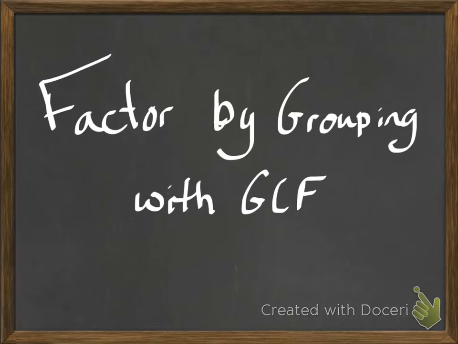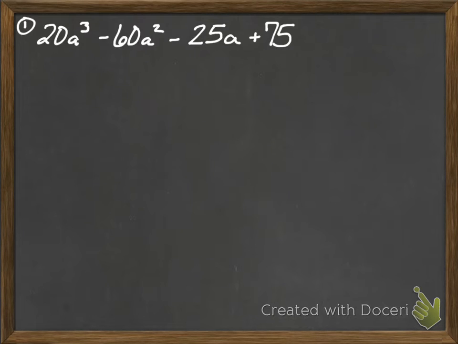Factor by grouping. This time we're going to include some with a GCF. That means there's going to be a greatest common factor they can factor out first. So let's look at this first problem. We have 20a cubed minus 60a squared minus 25a plus 75.